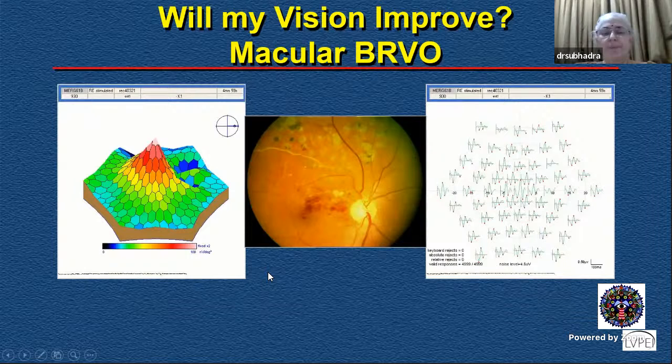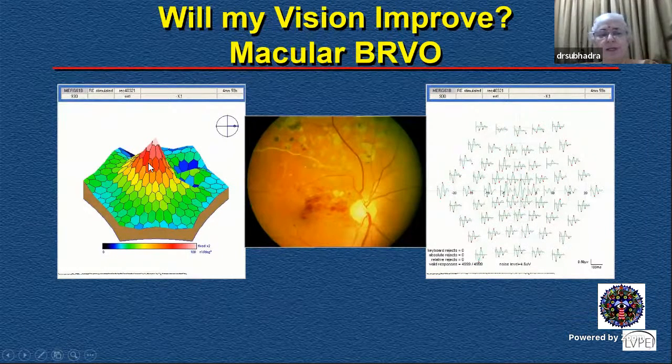Now in BRVO, branch retinal vein occlusion, usually we don't do electrophysiology because only a quadrant is involved and the flash ERG will not be affected. But here is a patient who has had an old BRVO and laser marks, and he had 6/6 vision, and now he gets a fresh macular BRVO. And now he's very worried because his vision has gone down and he wants to know, will my vision improve or not?